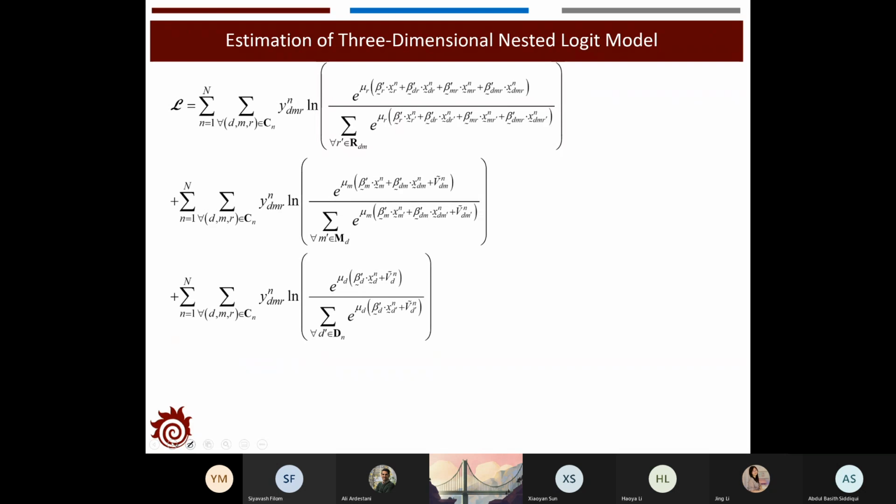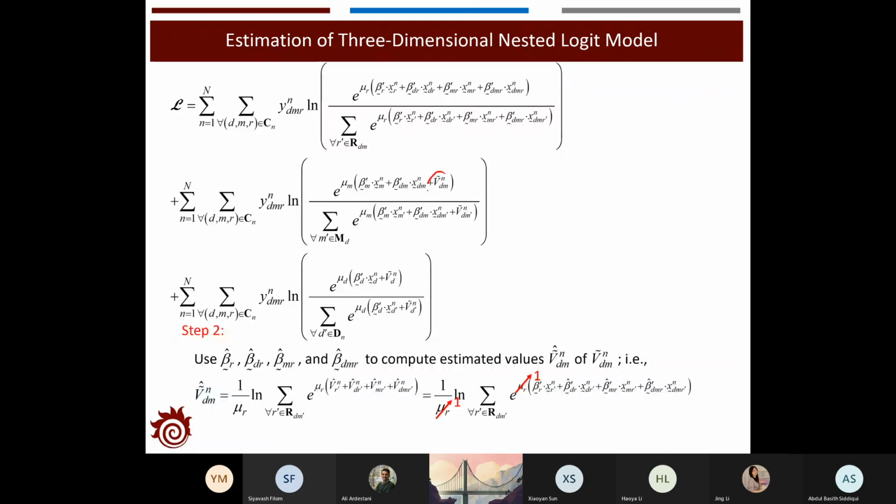in the next step, we're going to calculate the log sum term in the second component. So we move to the second term. We have already obtained the values of beta r, beta dr, beta mr, and beta dmr. So we can recall the definition of this log sum term to get its value and put it in this second term to do the calibration.